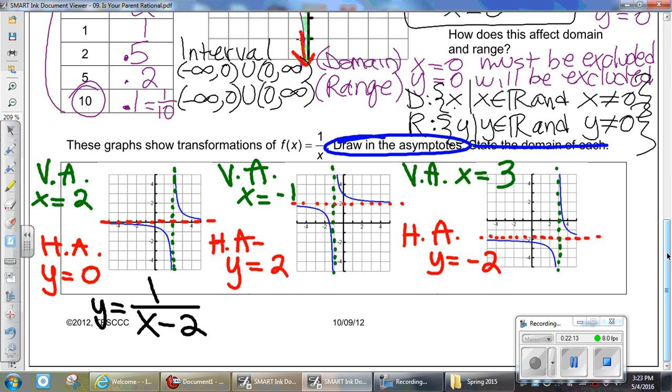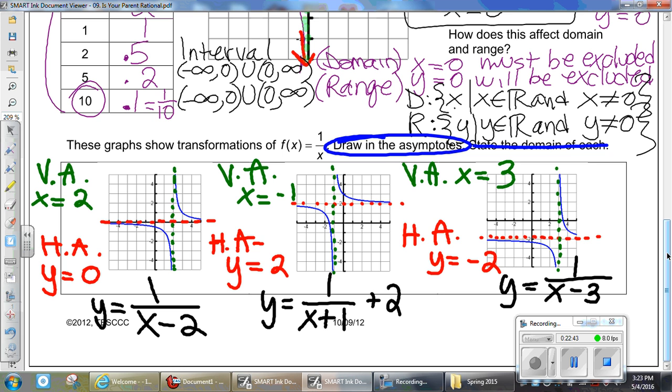The next one was shifted 1 unit down. I'm sorry, 1 unit left. So I'm going to have x plus 1. And then it was also shifted 2 units up. I know that because of the horizontal asymptote. So I'm going to have a plus 2 out here. And the very last one was shifted 3 units to the right. So that will be 1 over what? 3 units to the right. x - 3, very good. And it was also shifted 2 units down, so that will be a -2 out here. Okay? All right, so this is the end of this video.